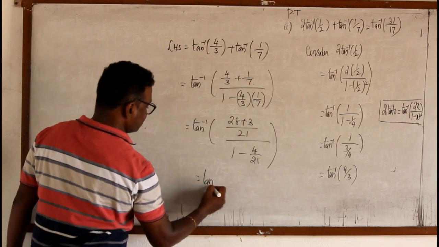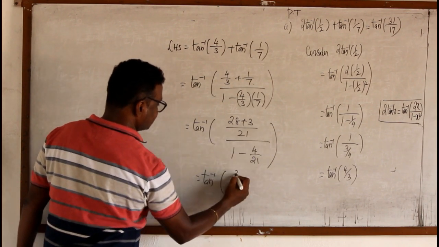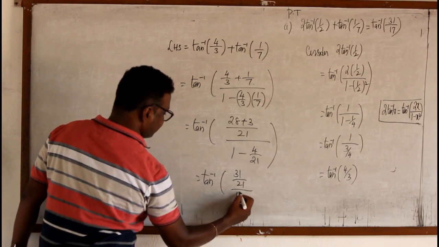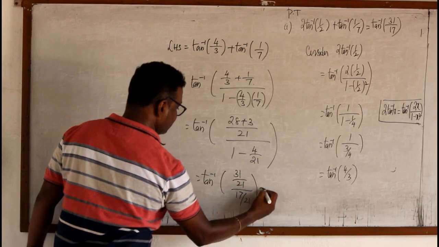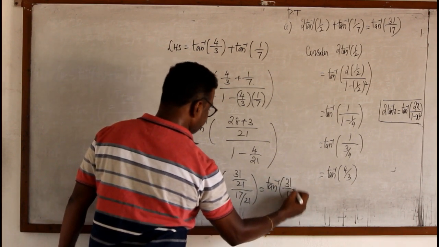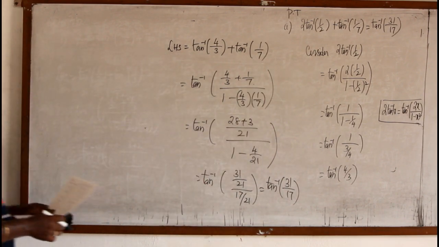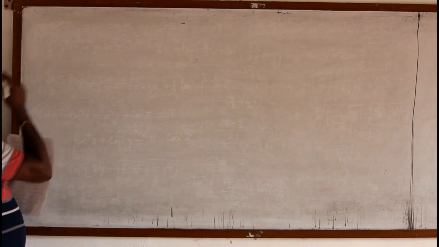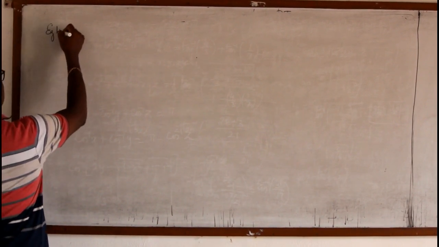It is tan inverse of 28 plus 3 is 31 by 21. 21 minus 4 is 17 by 21. 21 cancels. Tan inverse of 31 by 17. This is our right hand side. This is our example 4.21. Now, example 4.22.